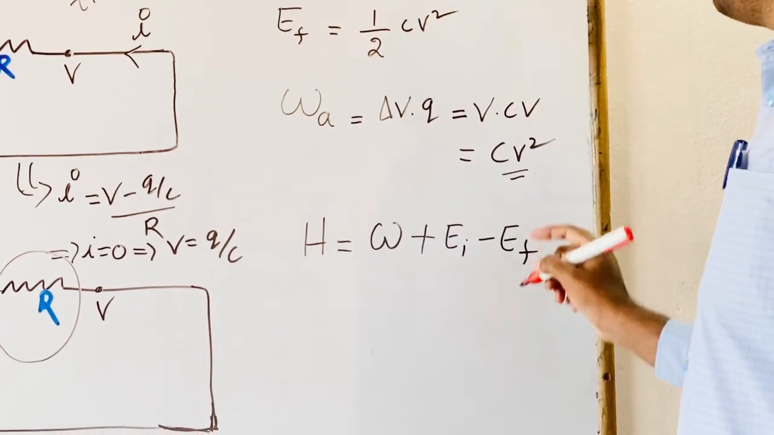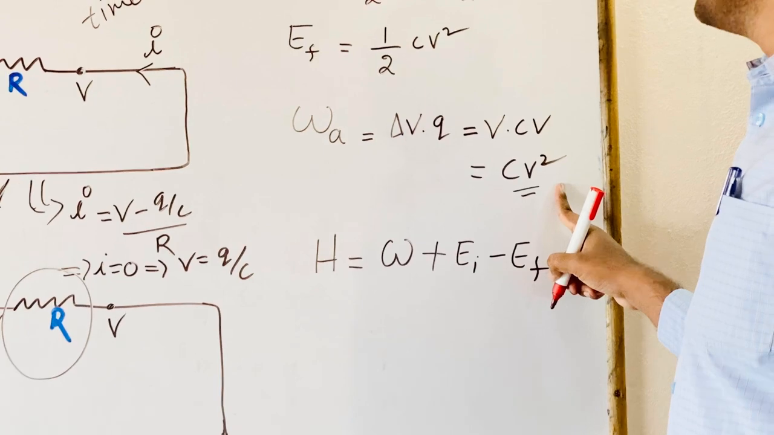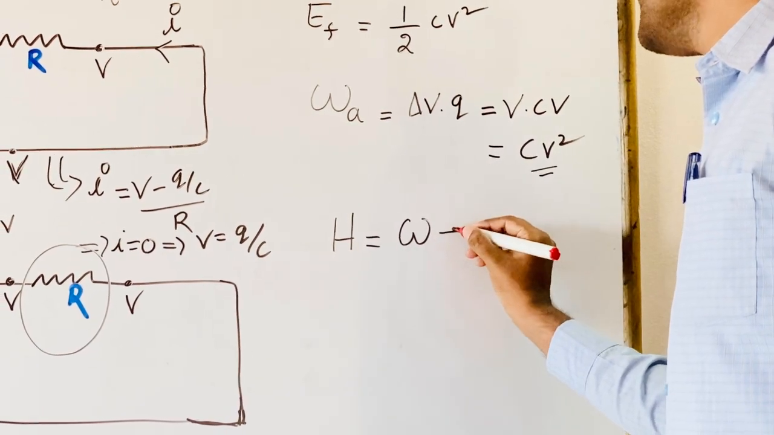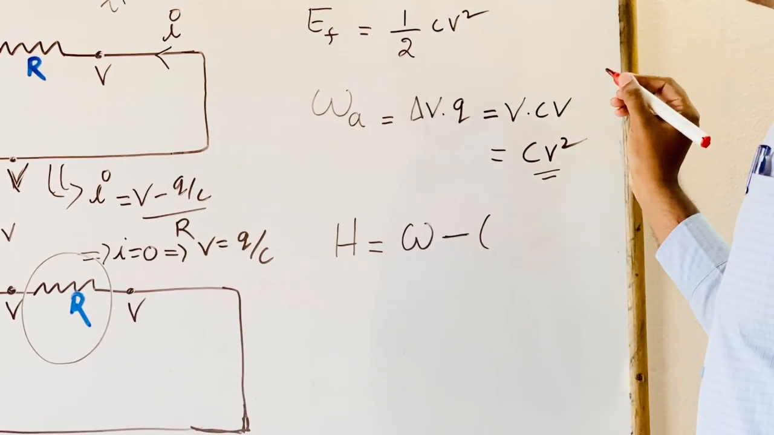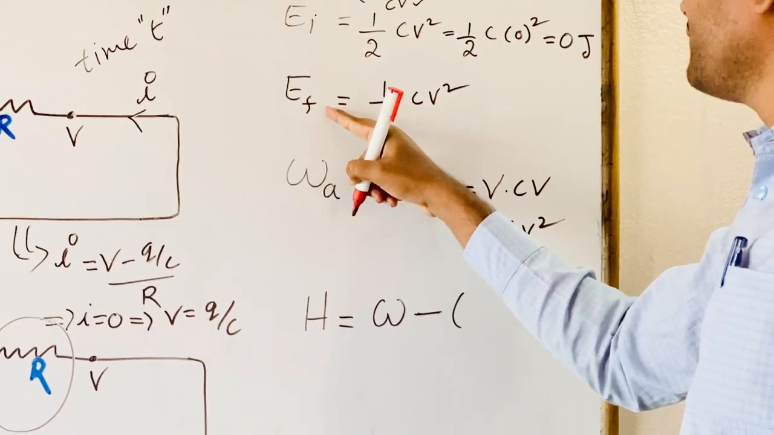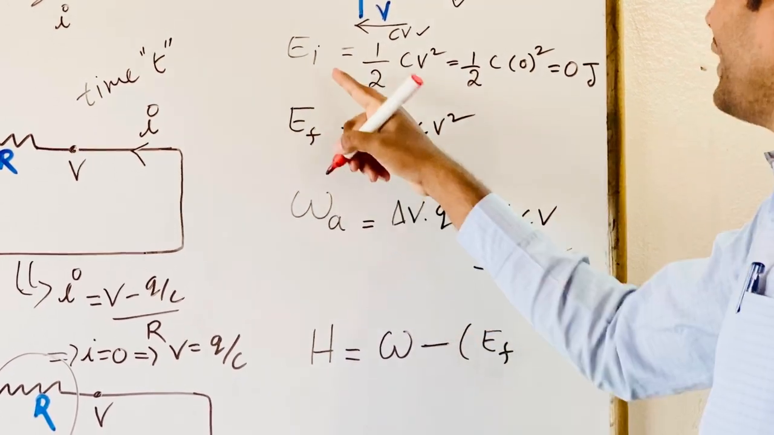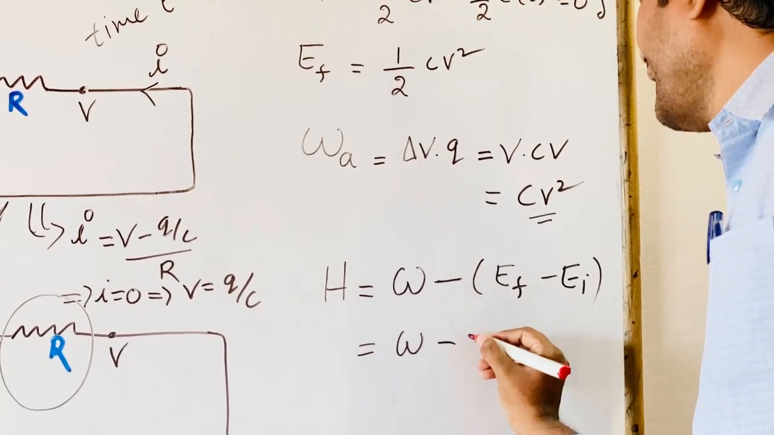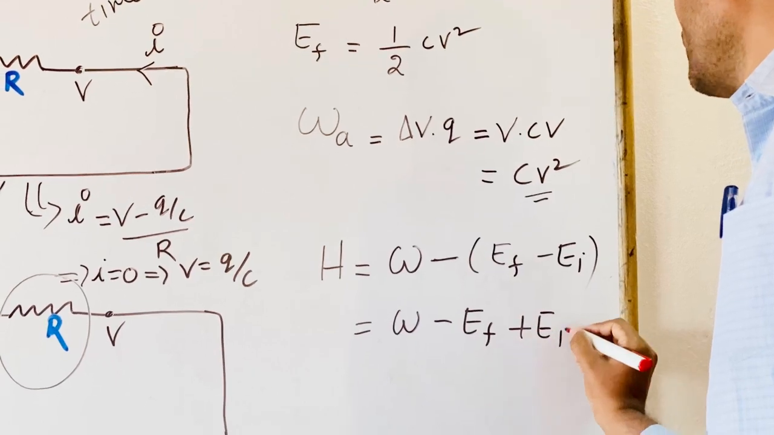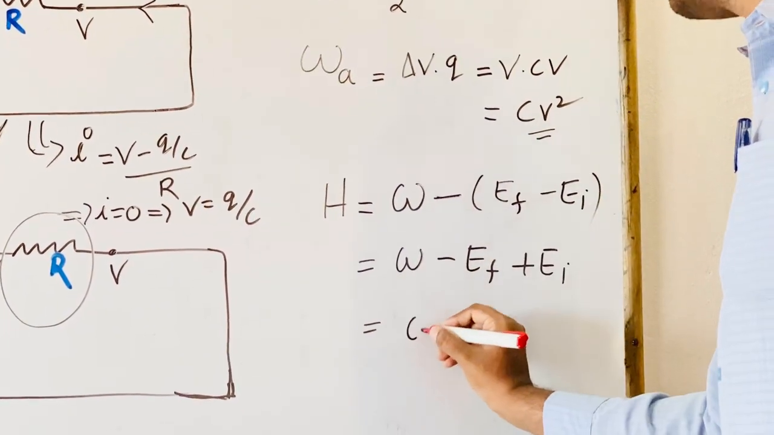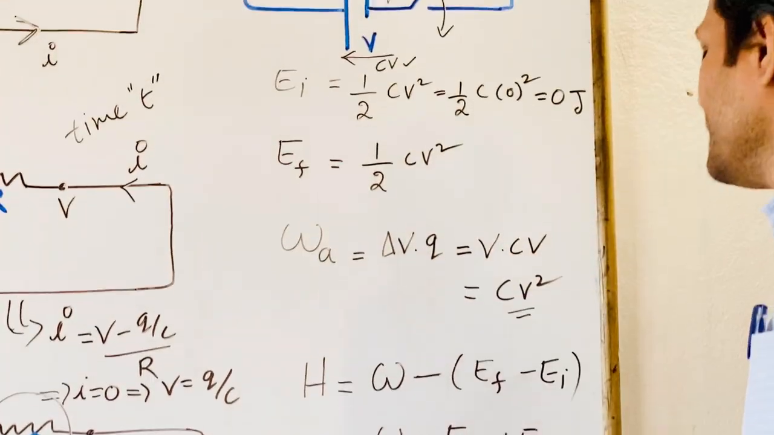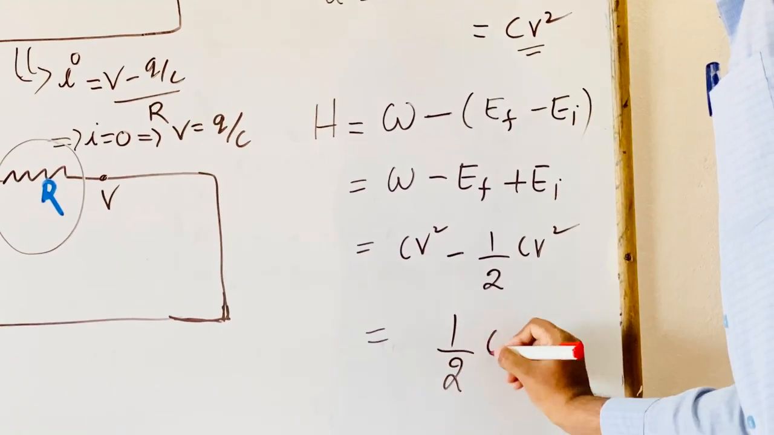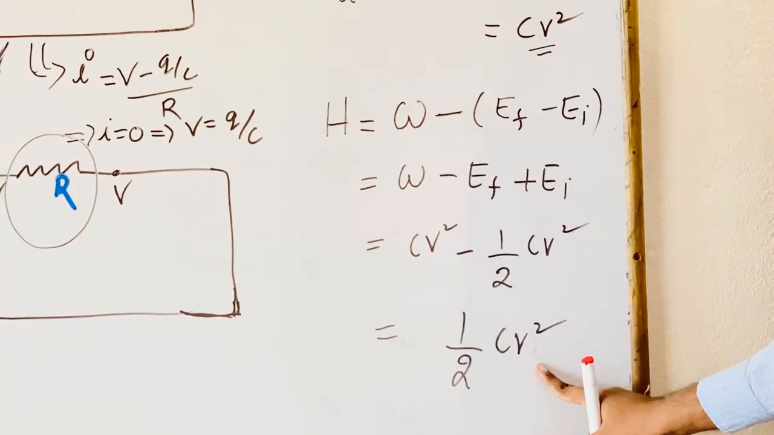So what is the work done by the battery now for us? Actually we can write in this pattern: work done minus EF, where EF is the final energy, plus EI, the initial energy. So H is equal to W minus EF plus EI. W is how much? CV square. What is EF? EF is half CV square. EI is 0. It will become half CV square. Nothing but the heat generated in this circuit is half CV square.